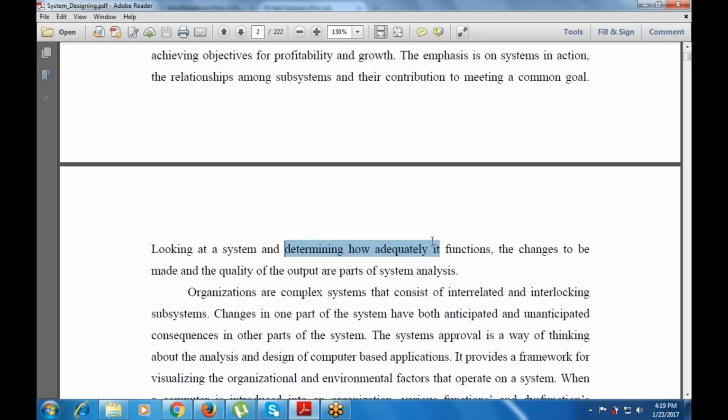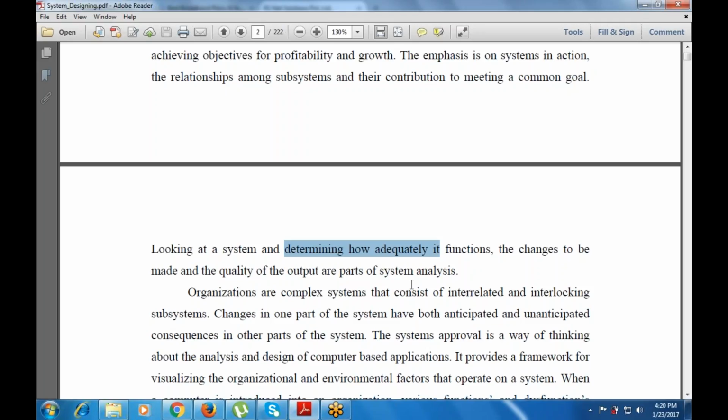Looking at a system and determining how adequately it functions, the changes to be made and the quality of the output are major parts of the information system. What are the major parts of the information system that is connected with this one? So let's see what are the various information systems by which it can be made a quality system, it can be made with the system analysis.